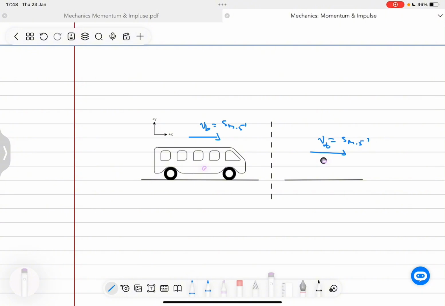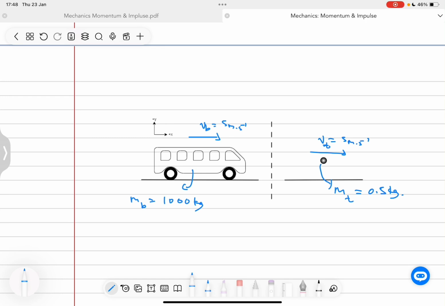And as I said, these two objects have different masses. This one is big and the other one is small. So let's say the mass of this object here is going to be mb. The mass of the bus is going to be, let's say, 8,000 kg. And obviously this is a small object. Let's say the mass of the tennis ball is going to be 0.5 kg.